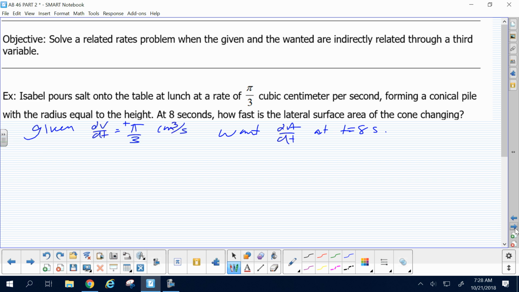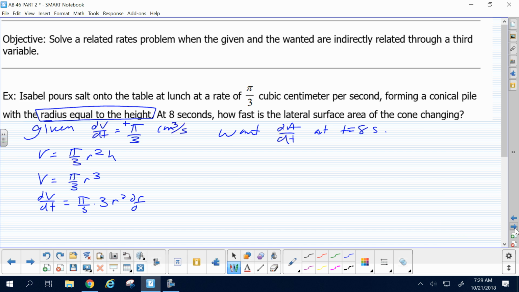All right, so let's start with the volume. I know that volume is pi over 3 r squared h. And just as we talked about, if we can find another relationship, then we should do that before we go. Now here's the other relationship. In this case, the radius equals the height. So I'm going to go pi over 3 r cubed. I could have also put in for h and got h cubed. Either way, I think it's going to be fine. dV dt is pi over 3 times 3r squared dr dt.